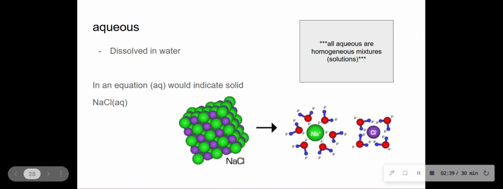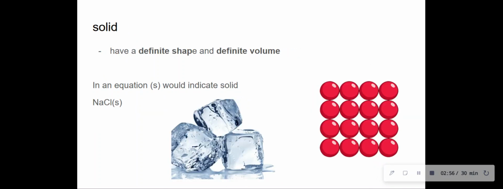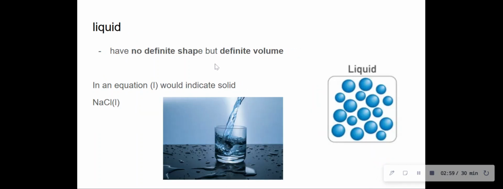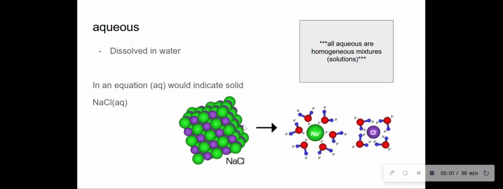Aqueous is something you would need to know. Basically, it just means something that was dissolved in water, and you just put parentheses AQ next to it to indicate that it's aqueous. I don't know why it says solid. Oh, they all say solid. It's supposed to indicate liquid, gas, aqueous. Anyways, all aqueous substances are homogeneous mixtures or solutions, which we learned about in the compound video.